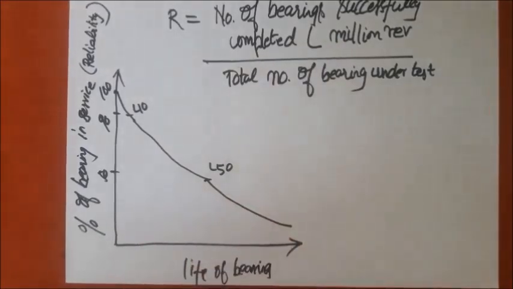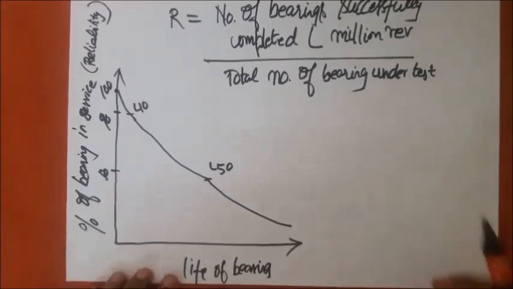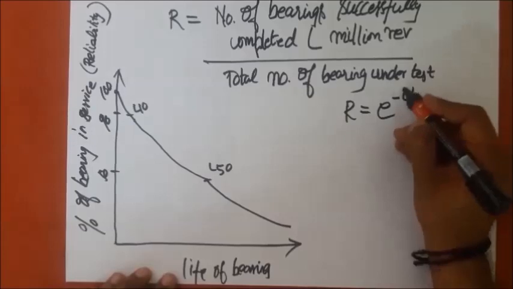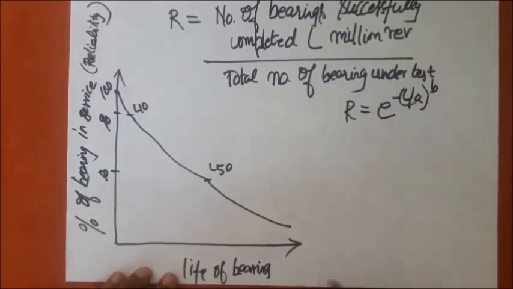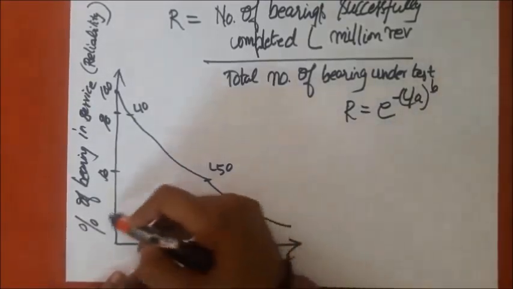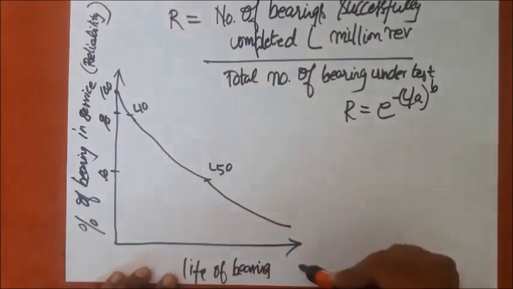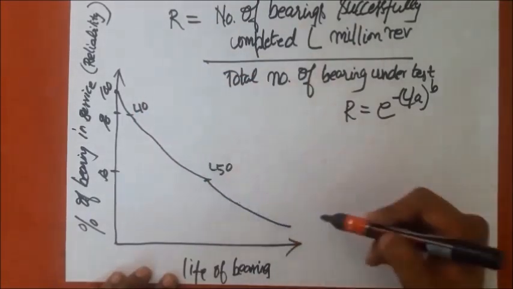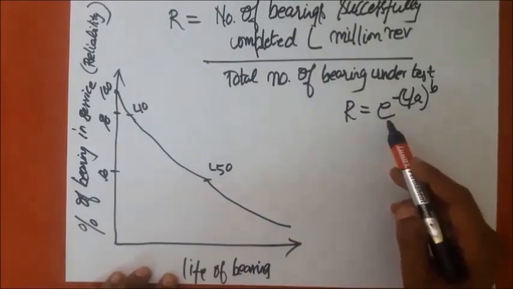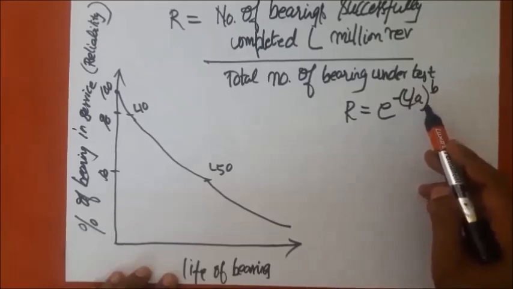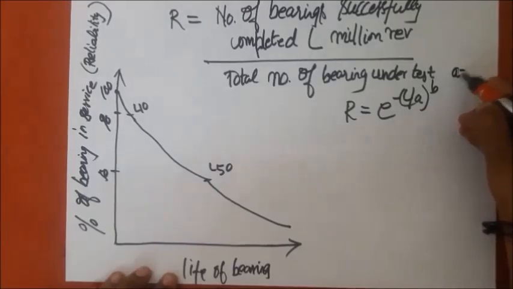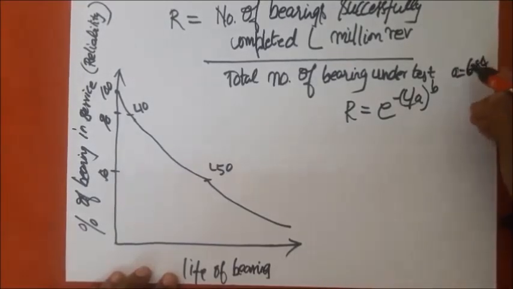Now the relationship between R and L is given as R equals e raised to minus (L by A) raised to B. Now from where does this equation come? This is reliability on the y-axis and life L on the x-axis. We can see that this curve is nothing but an exponentially reducing curve. Therefore I have written R equals e raised to minus (L by A) raised to B. Here A and B are constants. A is 6.84 and B is 1.17.